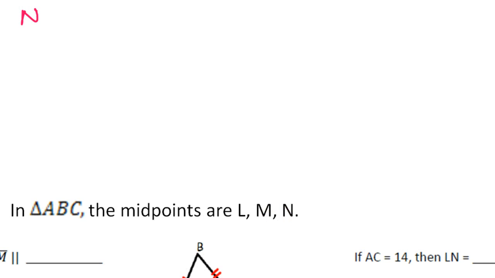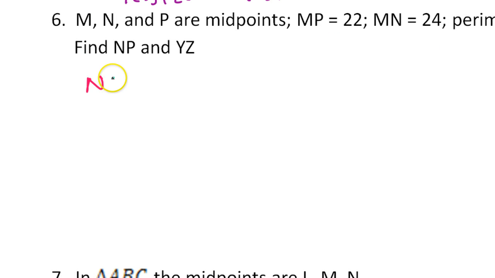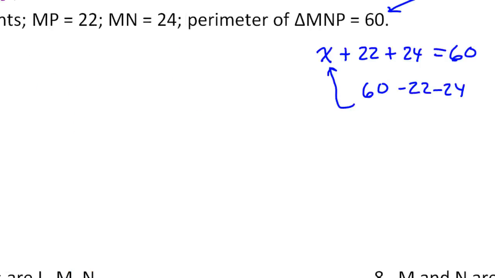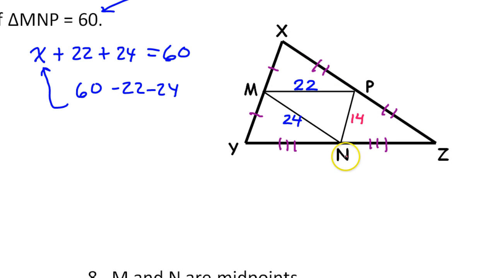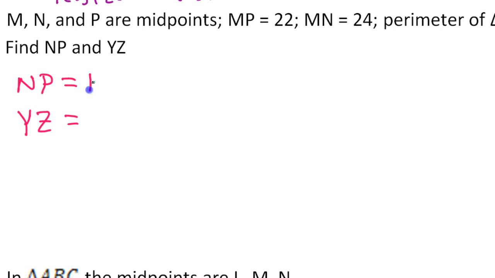Let's see, did they leave us a space to put these answers? No. So we'll make our own. We're supposed to find NP and we're supposed to find YZ. Well, we found NP just now, so that's 14. Now, how about YZ?